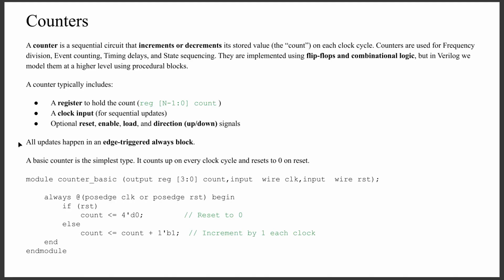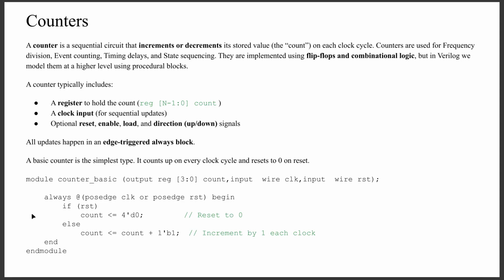A basic counter is the simplest type. It counts up on every clock cycle and resets to 0 on reset. So here in our module counter basic, we have an output count, an input clock, and an input reset. So always at the positive edge of the clock or reset.